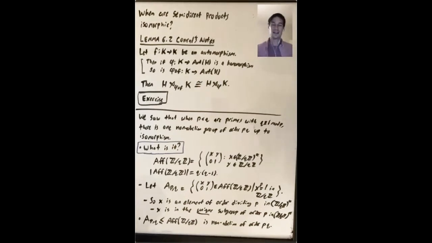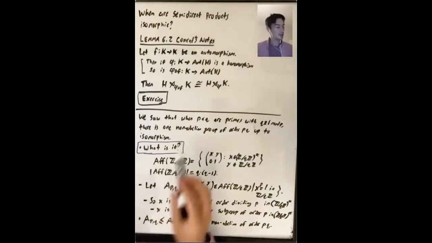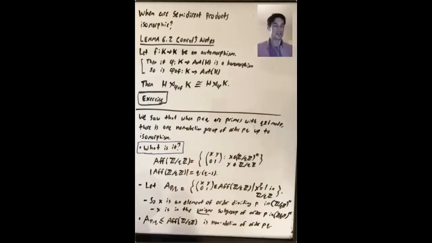OK, so what did we see when classifying groups of order pq? We saw that when p less than q are primes and q is 1 mod p, there is one non-abelian group of order pq up to isomorphism. And the question is, what is it? Like, how do you think about it?